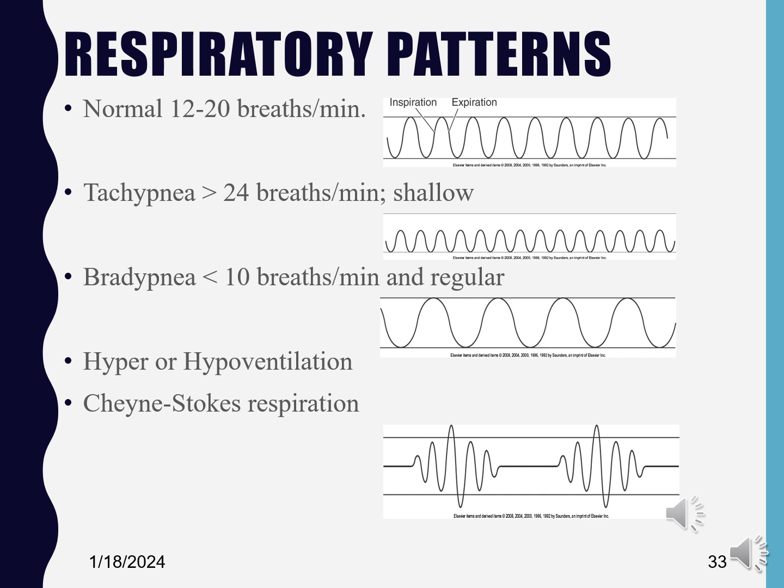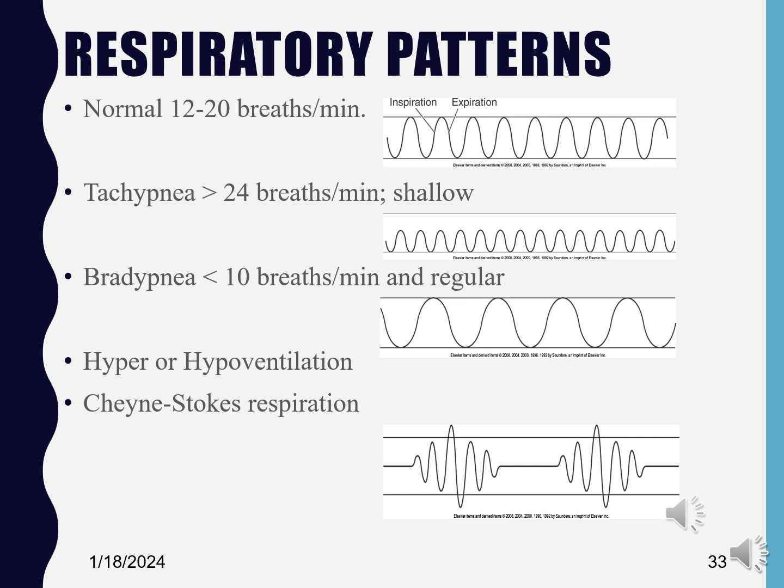So the respiratory patterns, we know the expected finding is 12 to 20. Tachypnea is greater than 24, and bradypnea is less than 10. So your patients with hyper or hypoventilation, the lungs are not able to do appropriate gas exchange. So we'll talk about that further.